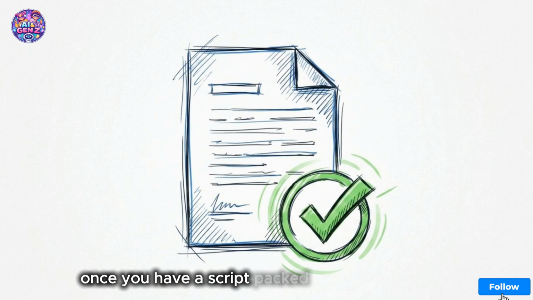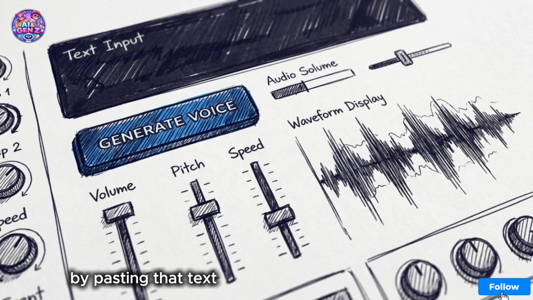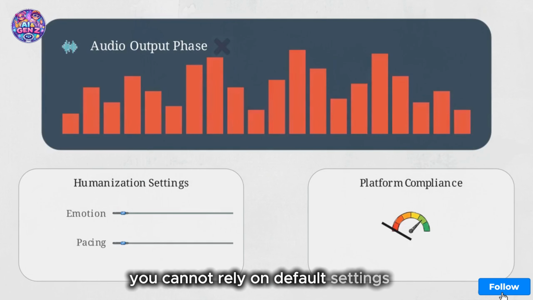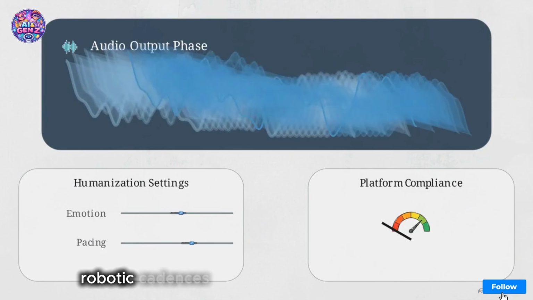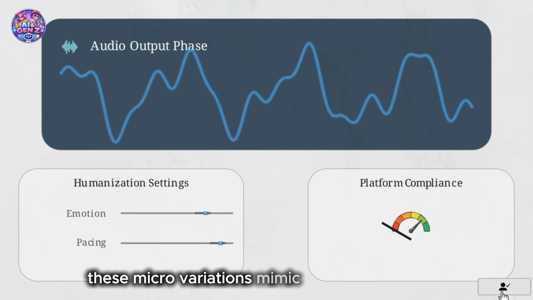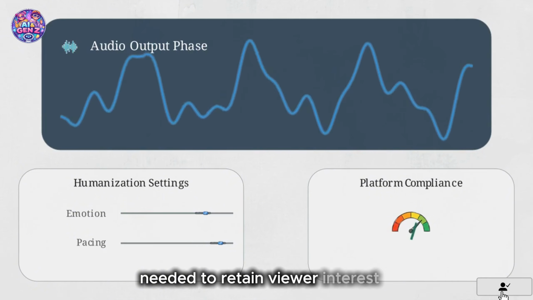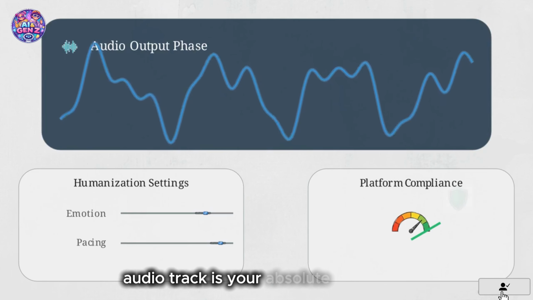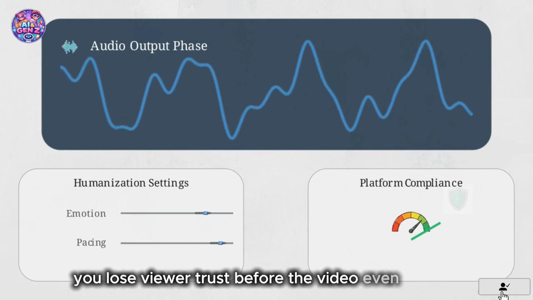Once you have a script packed with actual value, you move to the audio phase by pasting that text into a specialized voice engine. You cannot rely on default settings. Adjust the emotion and pacing sliders to break up rigid, robotic cadences that trigger platform penalties. These micro variations mimic human breathing and introduce emotional pauses needed to retain viewer interest. Securing an engaging, emotionally varied audio track is your absolute baseline. Without it, you lose viewer trust before the video even starts.